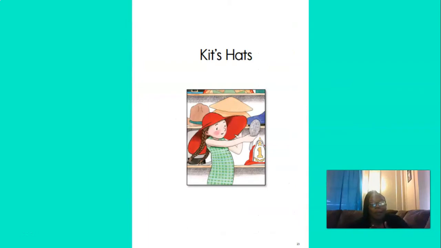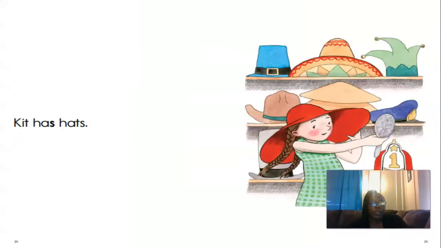Okay, so I'm going to read Kit's hats first, and then you're going to read it with me. And in this story, you're going to see darker letters. You see this dark letter S here? That's that tricky S at the end. So it's going to help us remember about the tricky S.